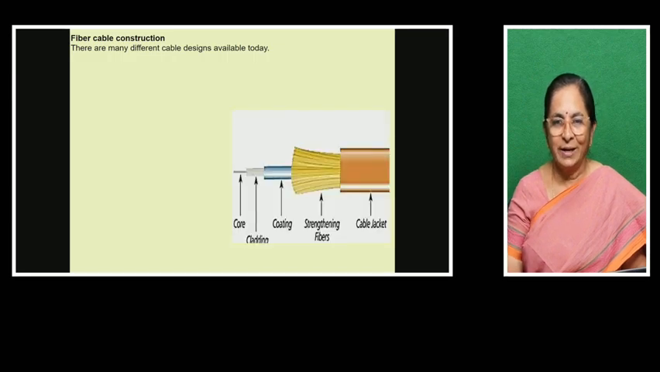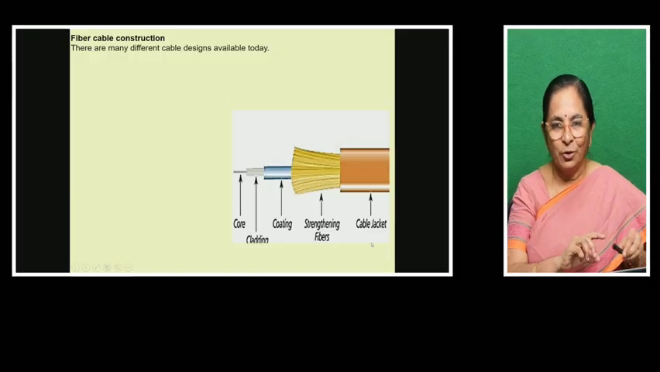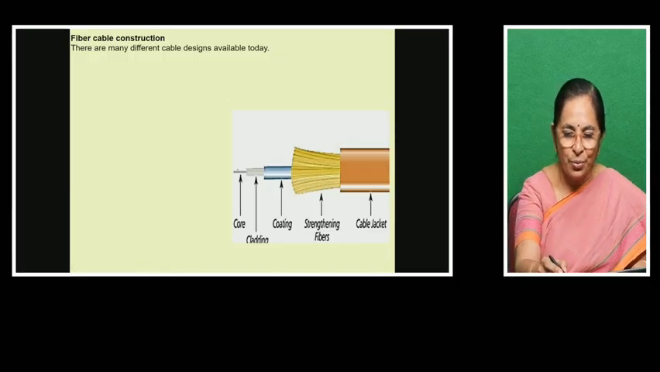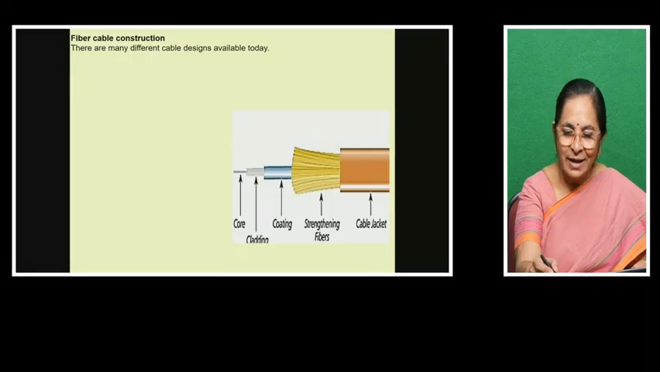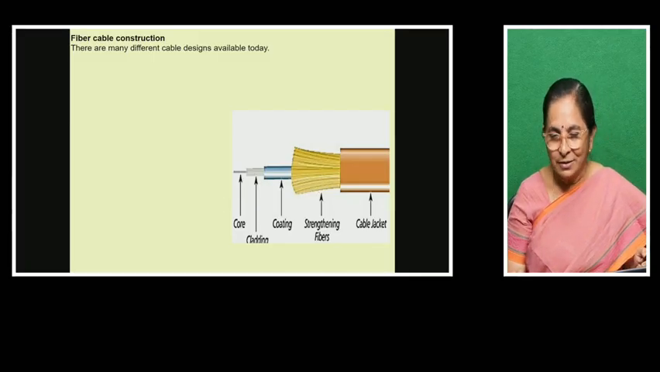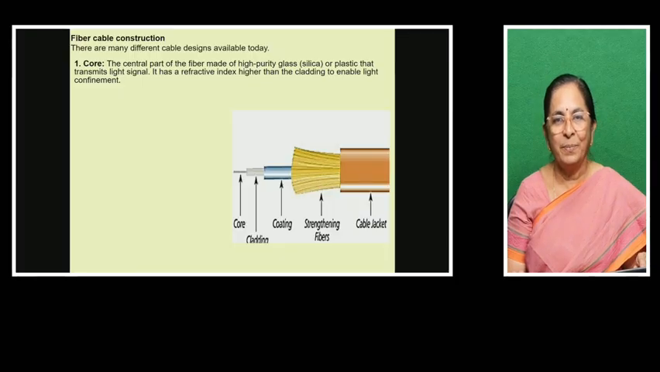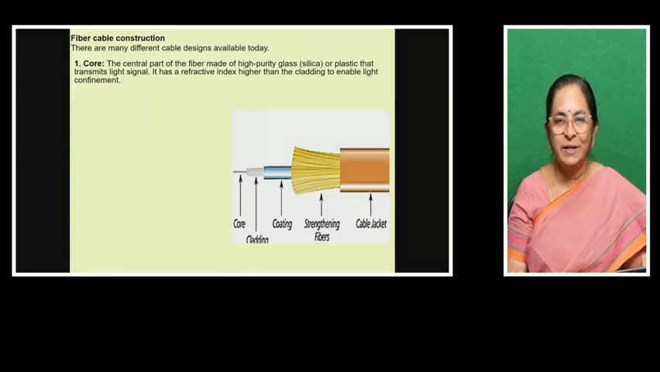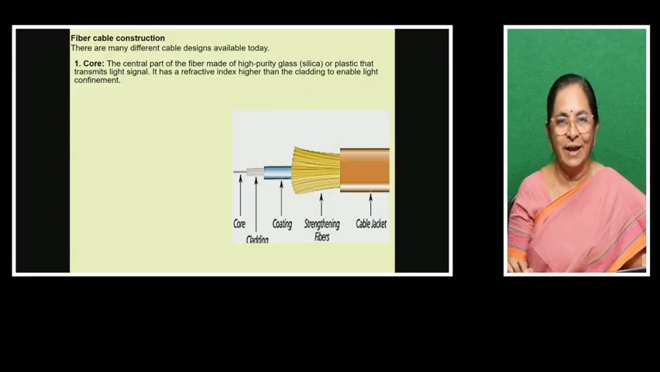So this is the optical fiber. We know the optical fiber will have a core surrounded by a cladding, and there will be a coating and one more layer, strengthening fibers, and it will have a cable jacket. The core is generally made up of pure glass or plastic, which will be helpful to transmit the signal from one end to the other end.